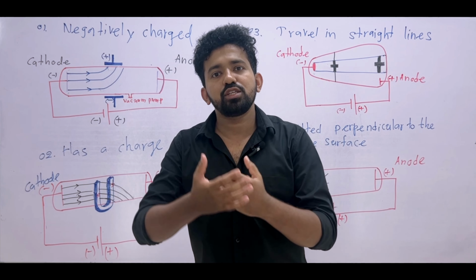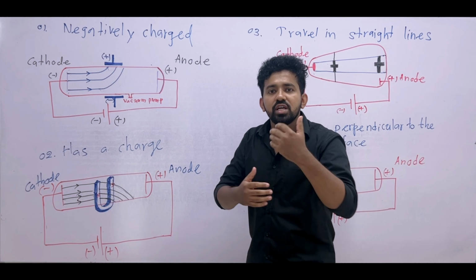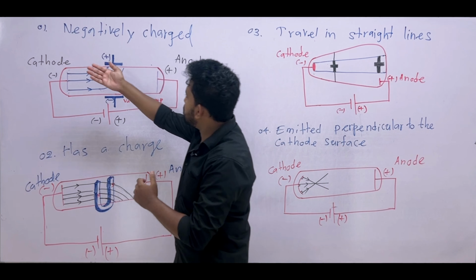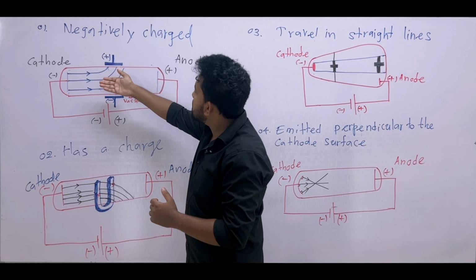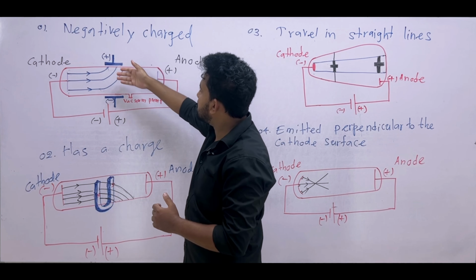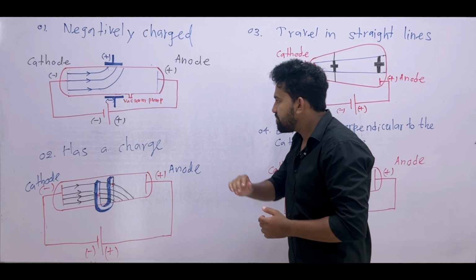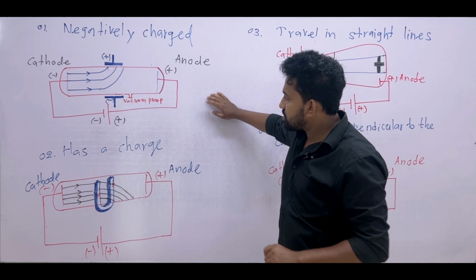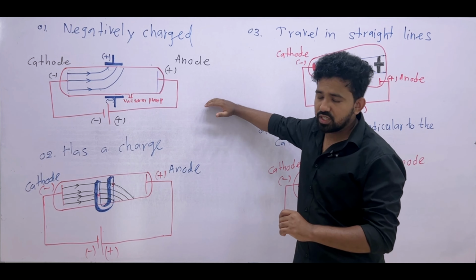If something attracts the positive plate, it should contain a negative charge. Since cathode rays attract the positive plate, cathode rays contain a negative charge. That is it. So when we go to the next one, cathode ray has a charge.